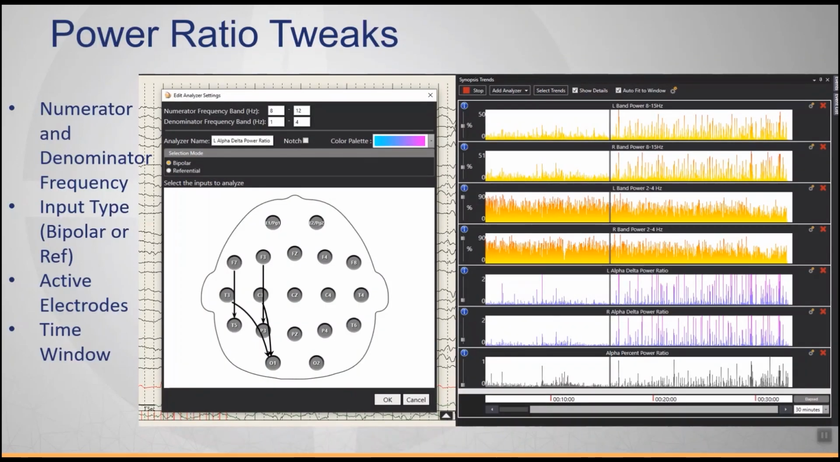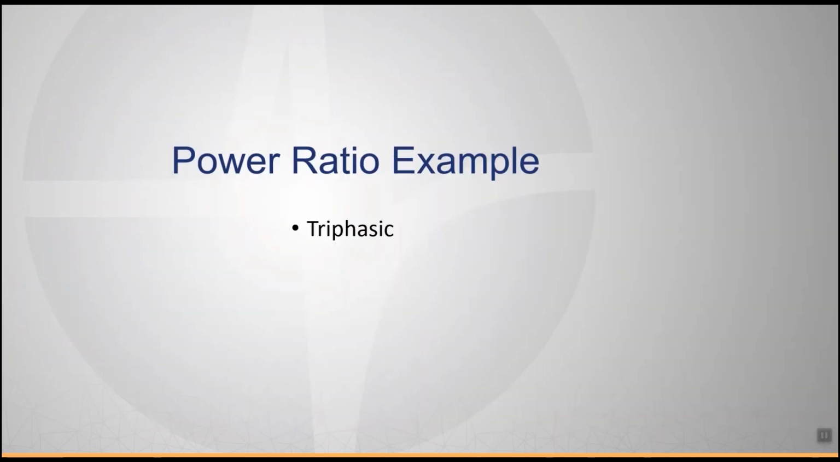Now, if I want to adjust things in the power ratio, there are a number of things that I can adjust: the numerator and the denominator frequencies. What I've mentioned so far is alpha delta ratio, but you could select other ratios just by adjusting the numbers in the numerator and denominator. You could do the alpha beta ratio, comparing alpha and beta to delta and theta. You could compare beta to delta, beta to theta, et cetera. Or you can choose numbers that are not necessarily our discrete frequency bands of delta, theta, alpha, and beta. You determine which electrodes are going to be included in the analysis, and the analysis time are the important parts.